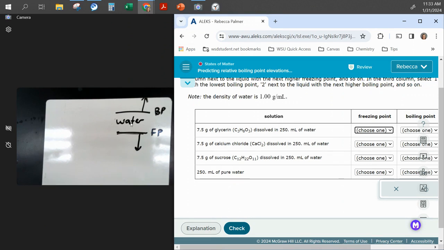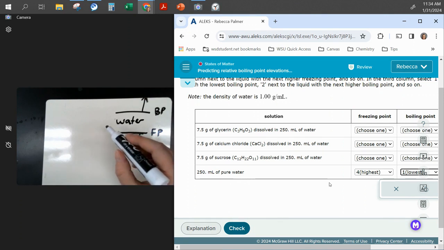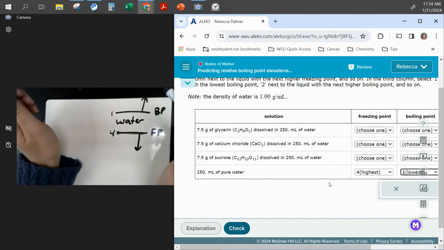Before I start this one, I'm always going to put that water has the highest freezing point and the lowest boiling point. And this is confusing to me, so this might be something that I label on my note card. So the freezing point, this one goes by highest freezing point and lowest boiling point. So water is that. And water's not going to change.